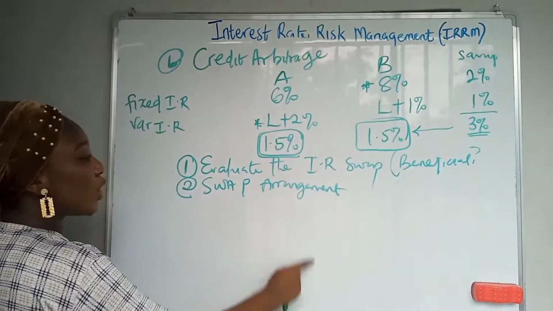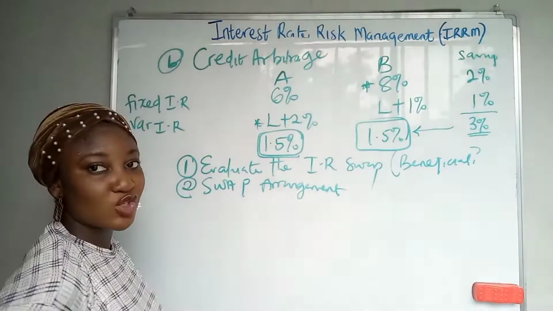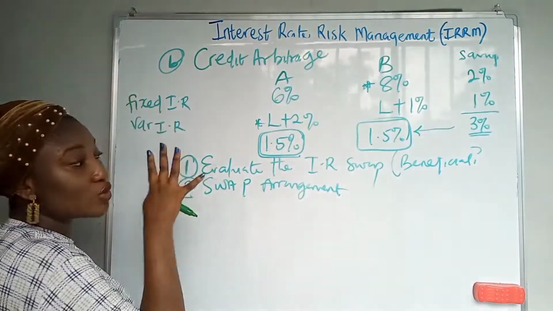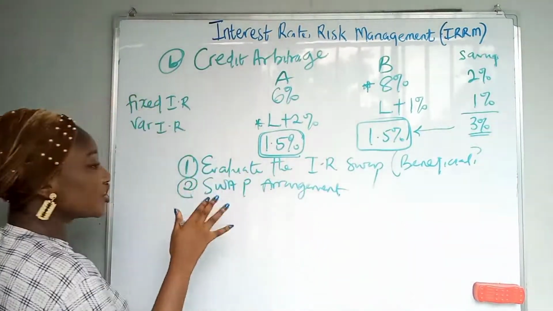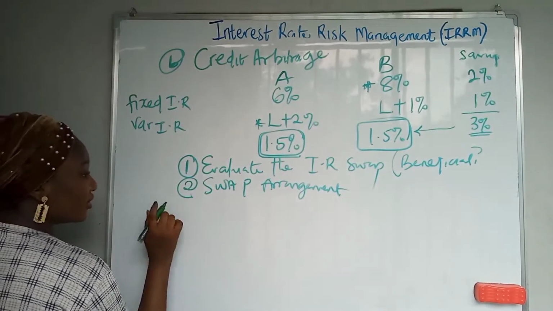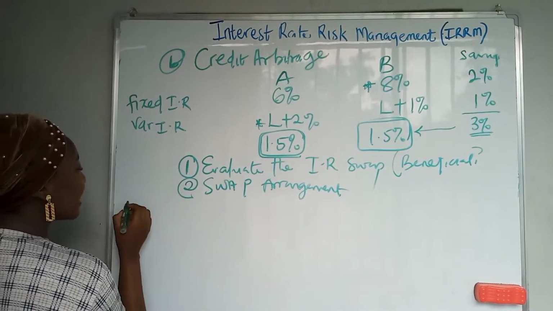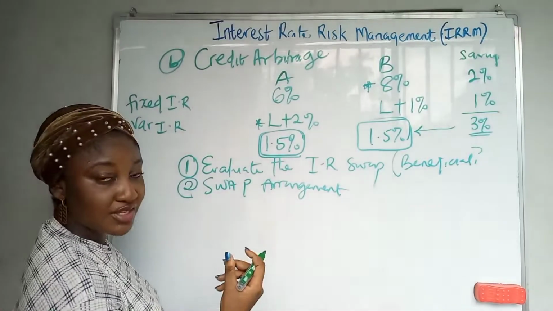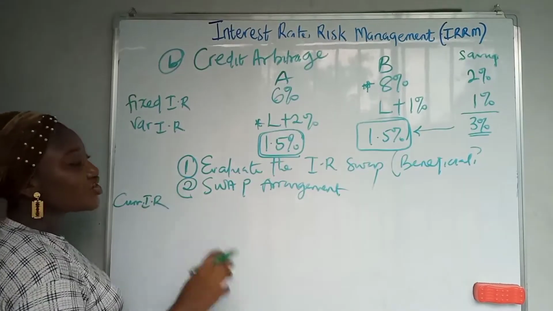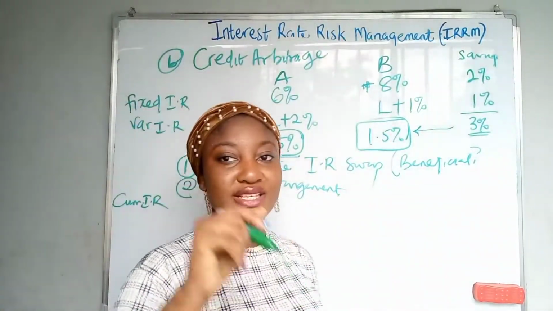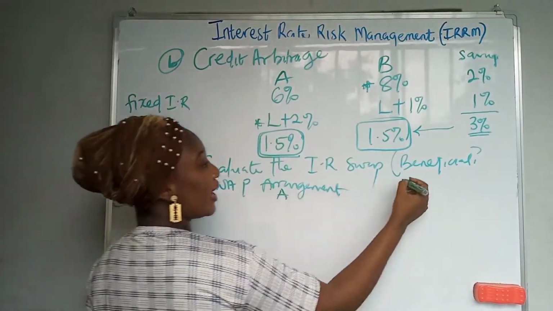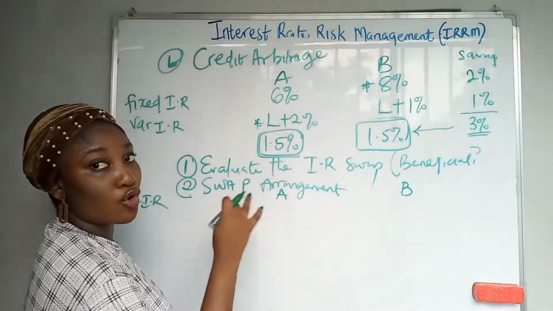So now let's go to the swap arrangement. Now the step for getting the swap arrangement is kind of similar to the changing of profile. This one is changing of the credit rate arbitrage, okay? So the first step is for you to get the current interest rate. I told you that the current interest rate is the rate at which the company is disadvantaged. Like for A now, you put it like that, A and B, because there are always two companies involved.